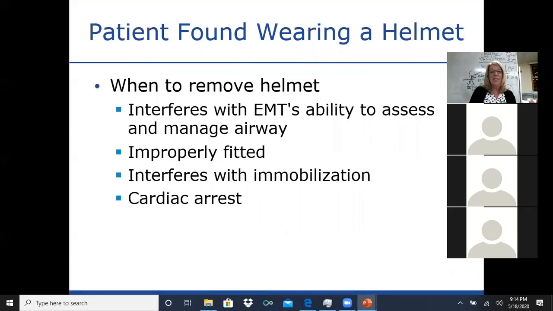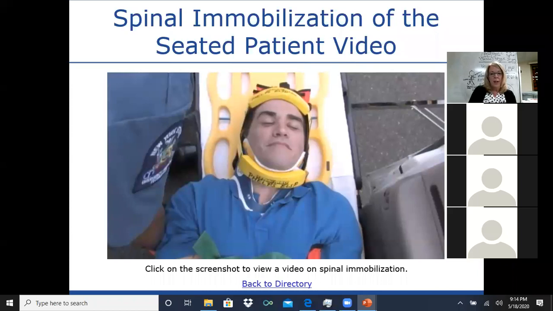So a helmet has to be properly fitted. You cannot have a helmet that's not properly fitted. And the same thing applies when we talk in EMS. If the helmet doesn't fit right, then we can't secure it, we can't align it, we can't immobilize it. So it has to come off. So if it interferes with airway, if it doesn't fit well, or you can't get them immobilized, it has to come off. I think cardiac arrest is pretty obvious, because you're not going to be able to manage an airway in cardiac arrest, if they're wearing the helmet.